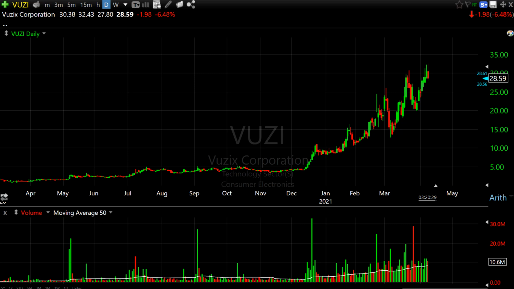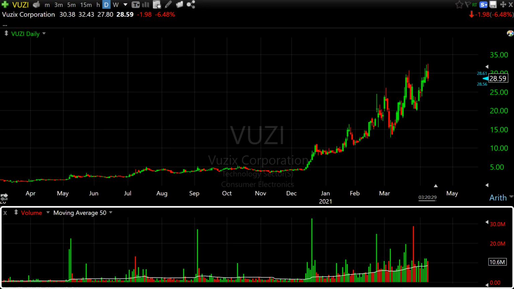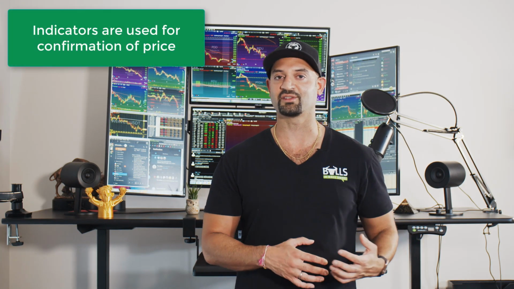Now, after candles, what we want to overlay on our charts, and this is really the most important indicator we can use, is volume. One thing that I want you guys to know about indicators: indicators are never used to judge whether you should buy or sell a security or a stock. Indicators are used strictly for confirmation of price.